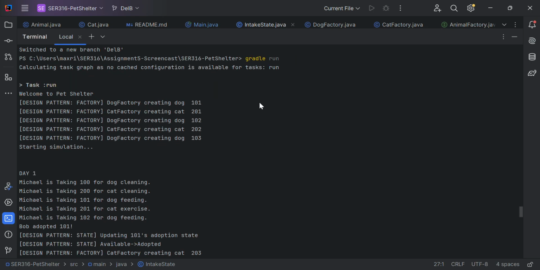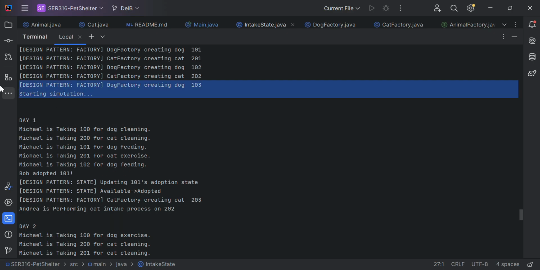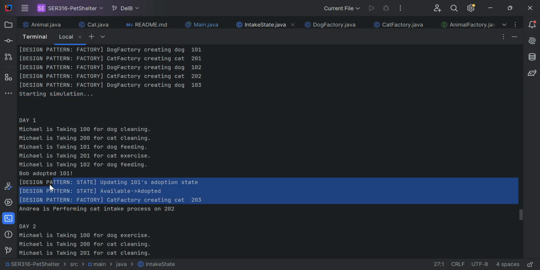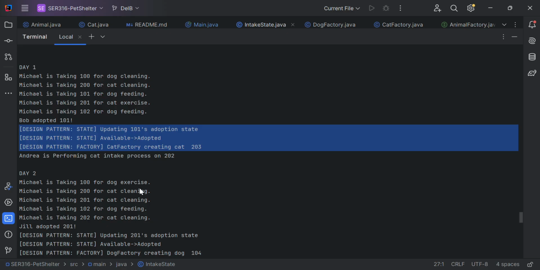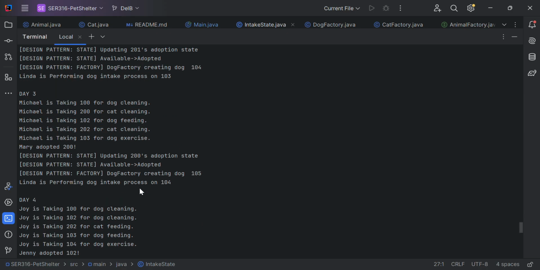So here we have our simulation being started and logging of each day demonstrating which design patterns are being utilized at which point during the simulation. And that is my full demonstration.